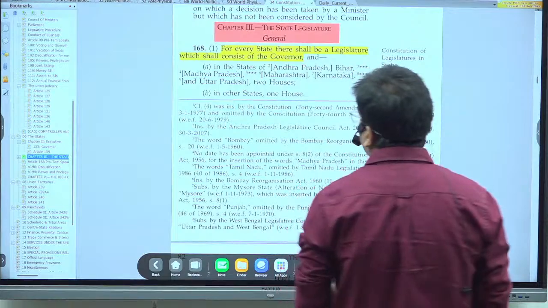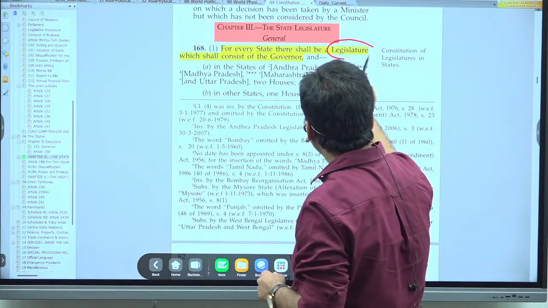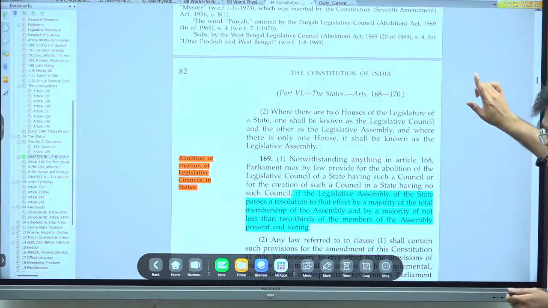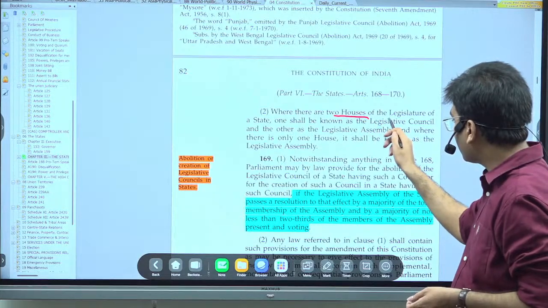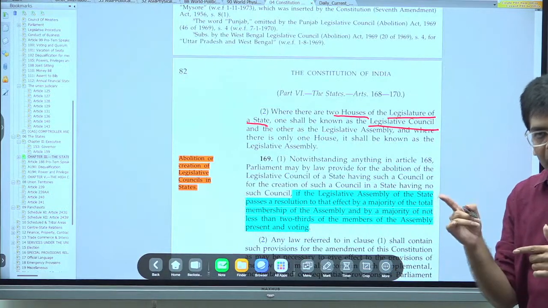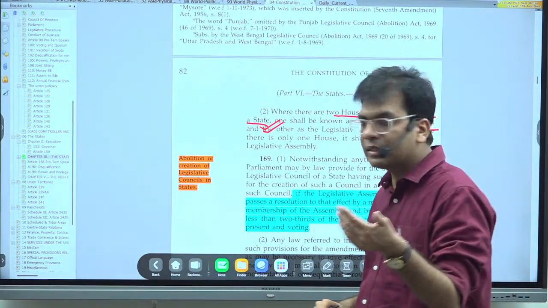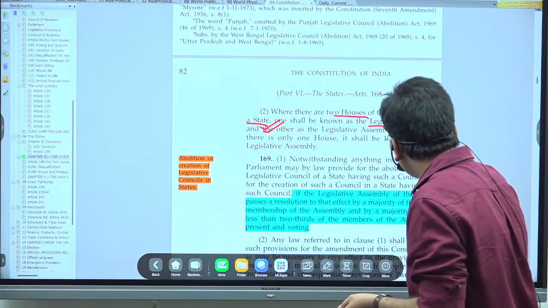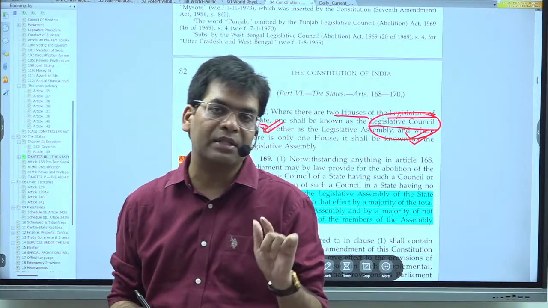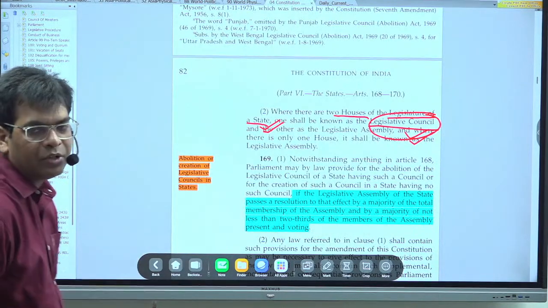In Part 6, for every state there shall be a legislature, and the legislature consists of the governor. If there are 2 houses, it is the legislative assembly and the legislative council. Like the Lok Sabha, we have the state legislative assembly, and like the Rajya Sabha, we have the state legislative council, and only 6 states have it. Please remember that UPSC or PCS can ask about those 6 states in the prelims. So the definition of the state legislature is in Article 168.